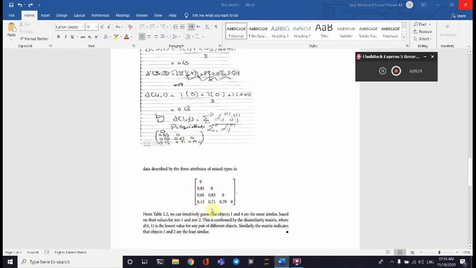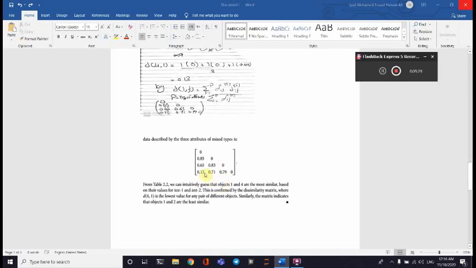This is the dissimilarity matrix of the 3 attributes of mixed types. So as you can see here, the least similar pair of objects are 1 and 2, and the most similar pair of objects are 1 and 4.